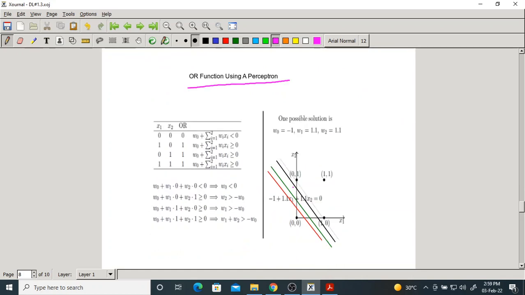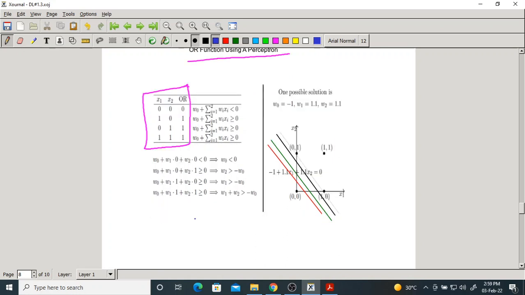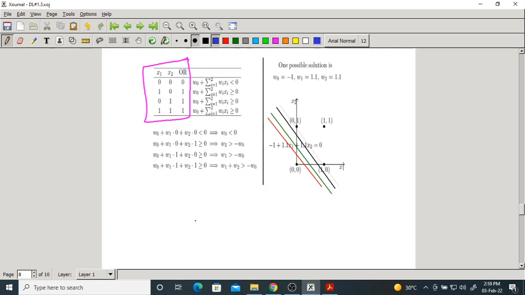Now, this is the OR logic. Correct? So 0 0 means 0. For the remaining inputs, the output is 1. What is the logic? W0 into X0, I'm taking two inputs only. W1 into X1 plus W2 into X2. Anyway, X0 is always 1. The two inputs are X1 and X2. This is the logic.